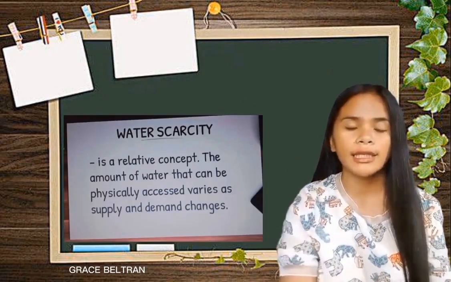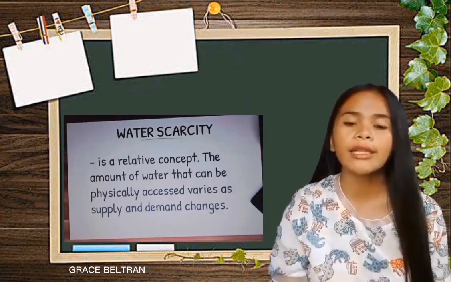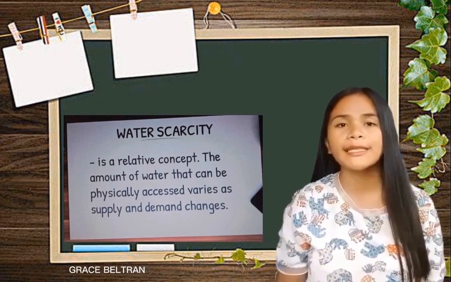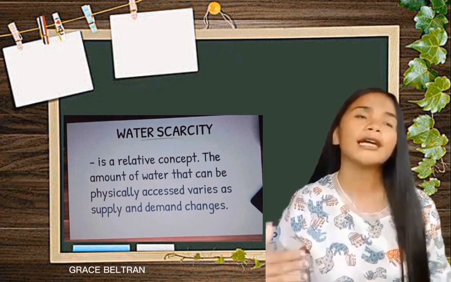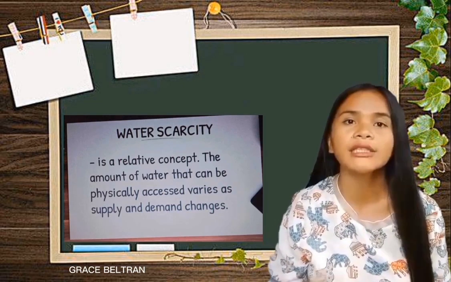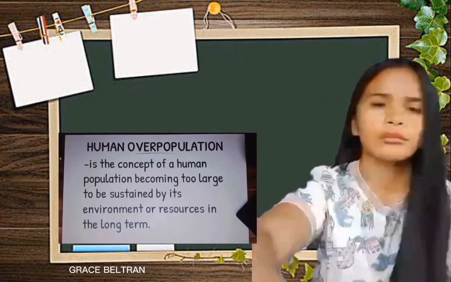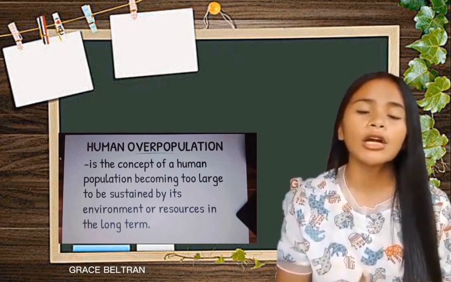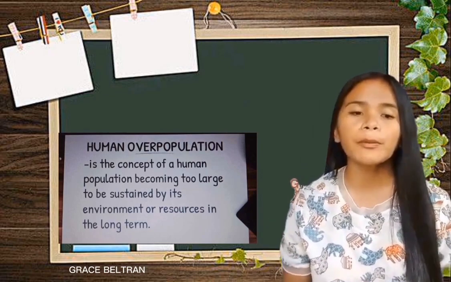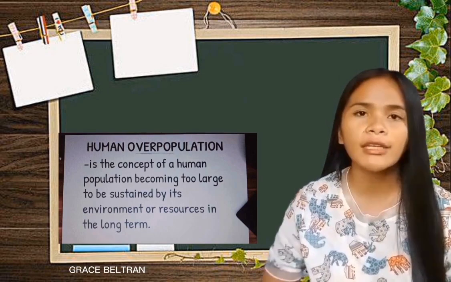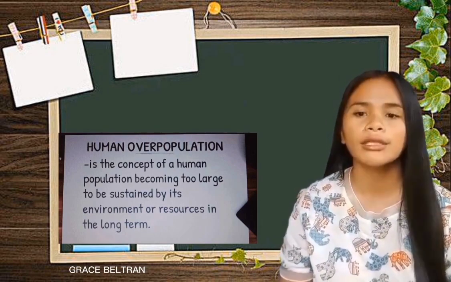Water scarcity is a relative concept. The amount of water that can be physically accessed varies as supply and demand changes. Human overpopulation is the concept of a human population becoming too large to be sustained by its environment or resources in the long term.